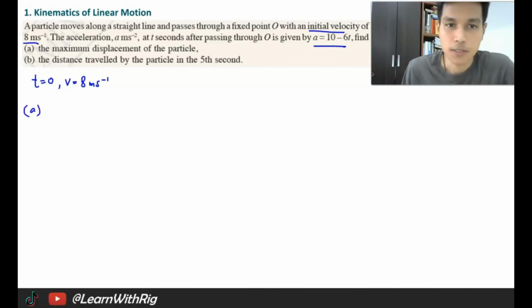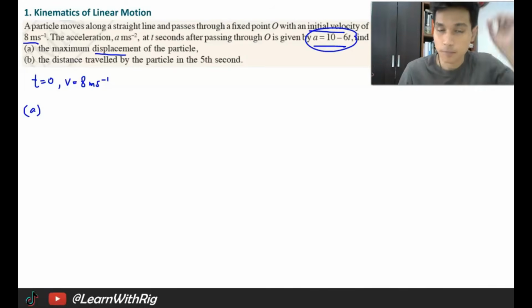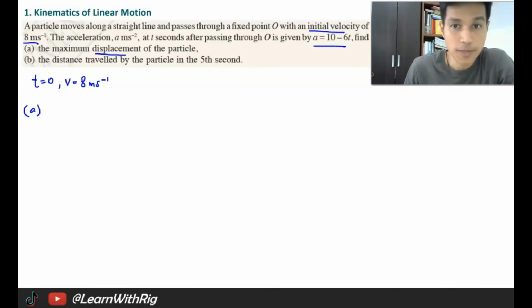See, they ask you for displacement, correct? And they only gave you acceleration. So from acceleration, how are you going to find displacement? You have to integrate twice, because when you integrate once you get velocity, so when you integrate twice you get your displacement. So let us do that. First of all, a is 10 minus 6t. So if you want to find v, you have to integrate 10 minus 6t dt.